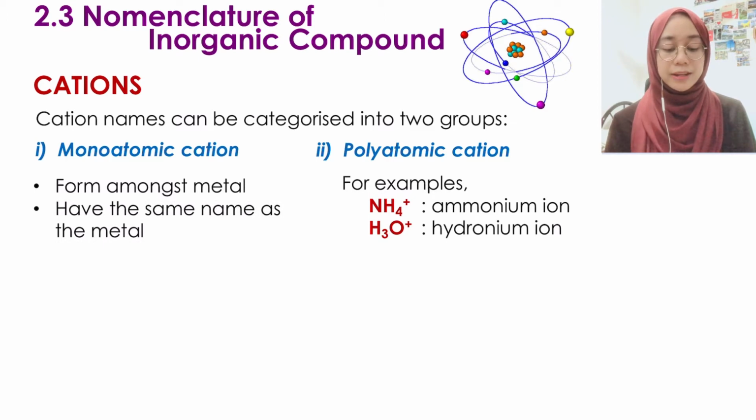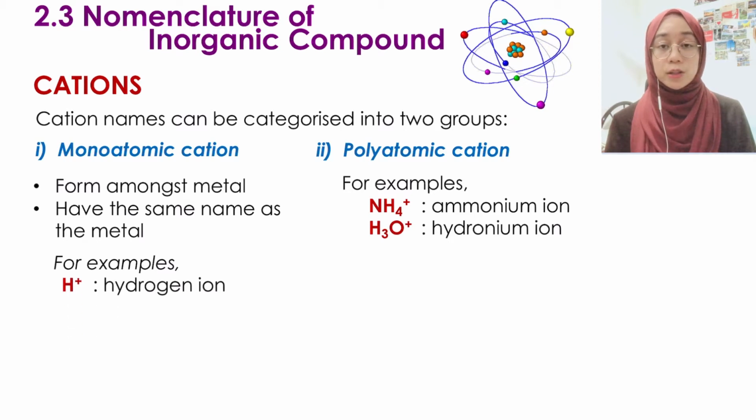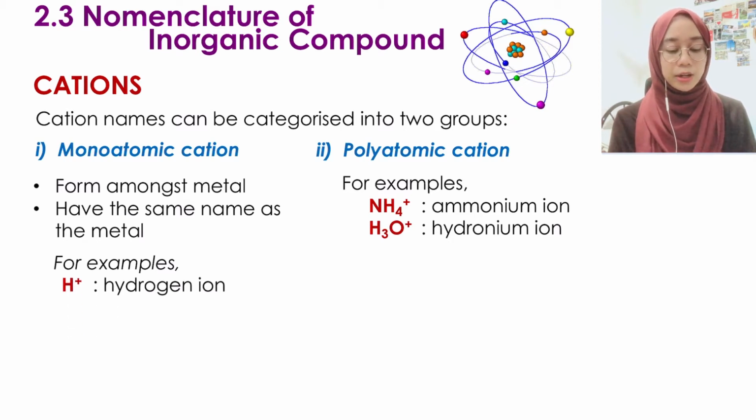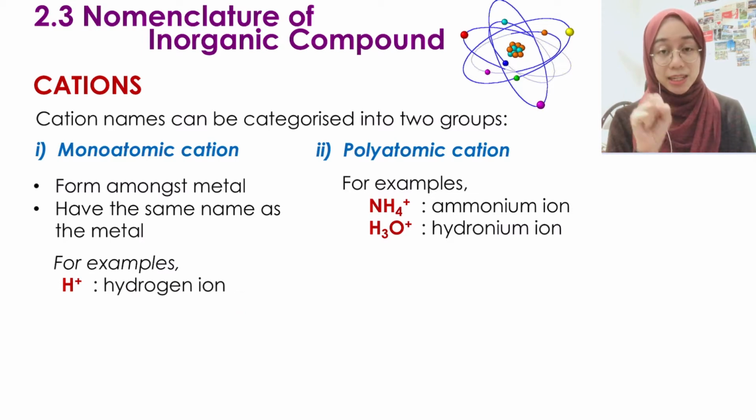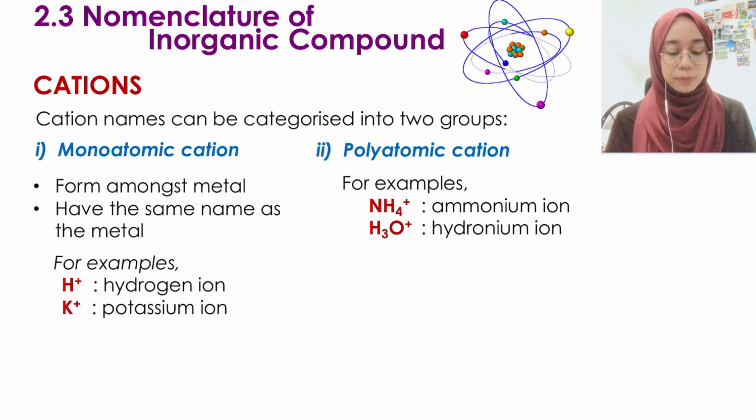Kalau kita tengok pula monoatomic cation, basically it forms amongst metal, and has the same name as the metal. So very simple. For example, kalau kamu ada hydrogen atom, kalau dia punya ion, lepas dia release satu elektron, dia jadi H+, so nama dia dipanggil hydrogen ion. Very simple. Kita ambil je nama elemen tu. For example, kalau ada potassium, daripada potassium tu dia release elektron, so dia dapat K+. Therefore, nama untuk K+ ni adalah potassium ion.